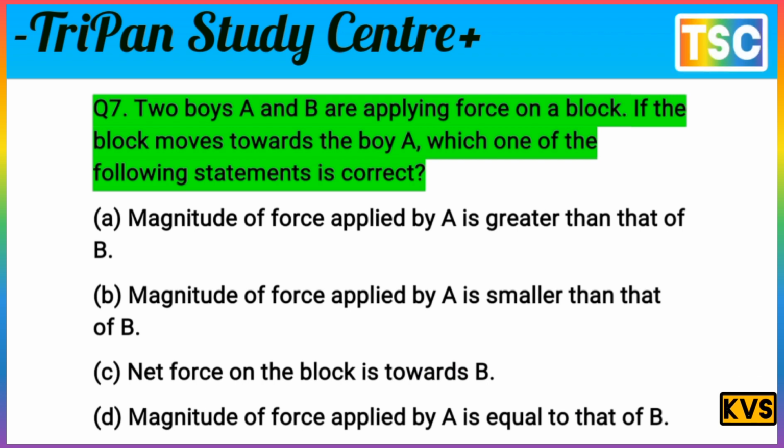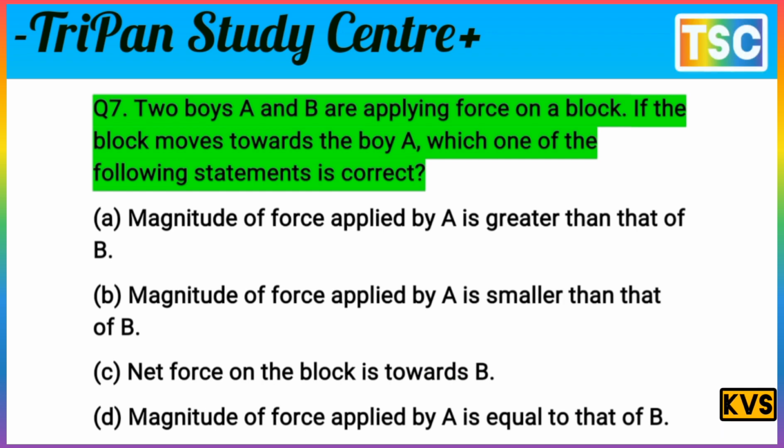A. Magnitude of force applied by A is greater than that of B. B. Magnitude of force applied by A is smaller than that of B. C. Net force on the block is toward B. D. Magnitude of force applied by A is equal to that of B. That's an important option. But first of all, you choose the answer from the four options and write it in your notebook firstly. You have to write the answer for this question.